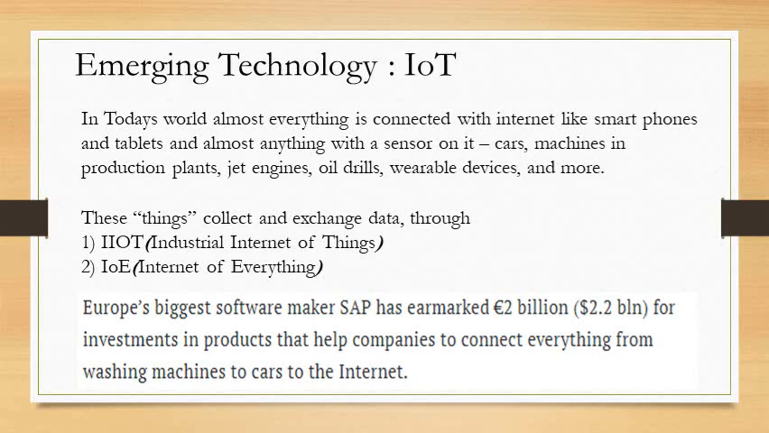Depending upon the nature of use, this has been categorized into two: IIoT, Industrial Internet of Things, and IoE, Internet of Everything. These things collect and exchange data through these two mediums. SAP in its portal announces that it has earmarked 2 billion pounds, that is 2.2 billion dollars, for investment in products that help companies to connect everything from washing machines to cars to the internet.